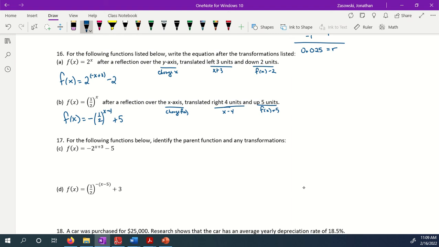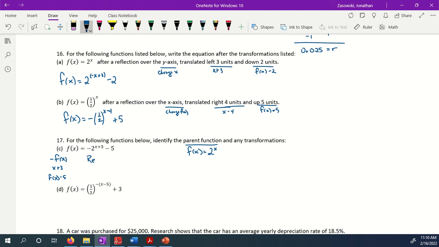For C, we're going to identify the parent function. Because it's exponential, the parent function is y equals, or f of x equals, 2 to the x, just the base to the x, that's it. And then any transformations. Remember, the negative in front is making f of x negative. We also added 3 to the x, and we did f of x minus 5 at the end. So what does each one do?